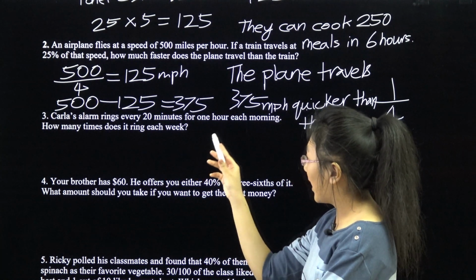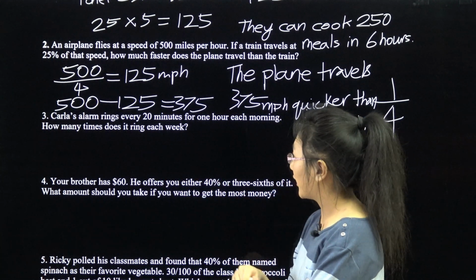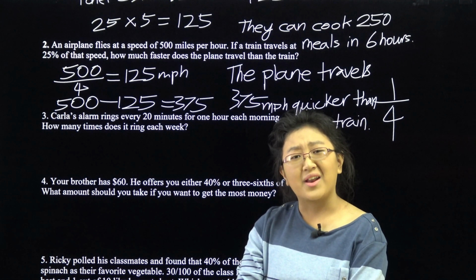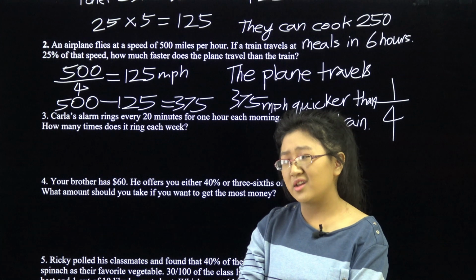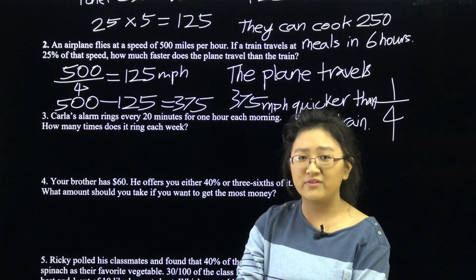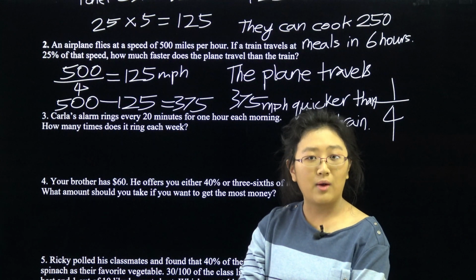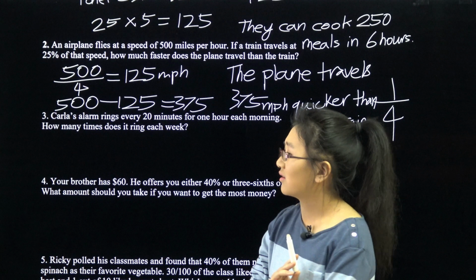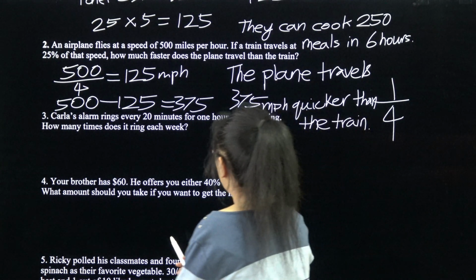Carla's alarm rings every 20 minutes for 1 hour each morning. How many times does it ring each week? I'm not sure why you would have an alarm every 20 minutes each morning. Like, you would think that every 5 minutes is, oh, I want to get back to sleep for another 5 minutes. But every 20 minutes is a little strange.